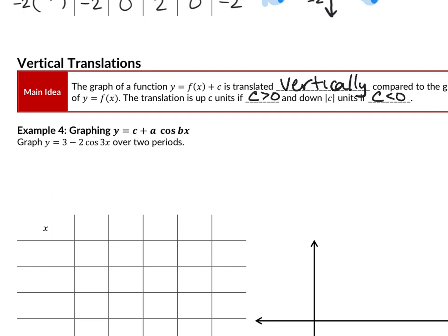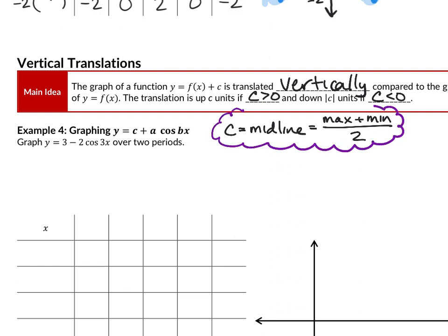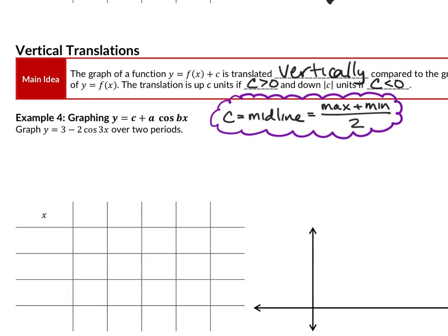Now here's something that's important. This textbook doesn't use this phrase, but in AP Pre-Cal we do, and I think it's very helpful. C creates what's called your midline. Your midline can also be found in a word problem from taking the max plus the min and dividing it by 2. Now this looks familiar because it's very similar to the equation for the amplitude. It's just that it is the average of the max and the min instead of the difference of the max and the min. So there's a plus sign in this formula instead of a minus. That creates the midline, or where all of our middle values will be for the function as it waves up and down. So let's see what this looks like.